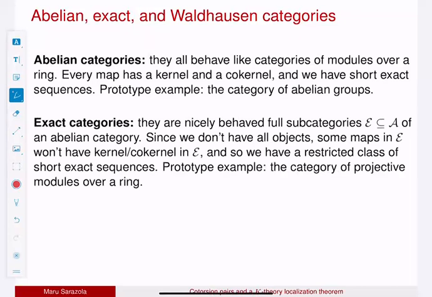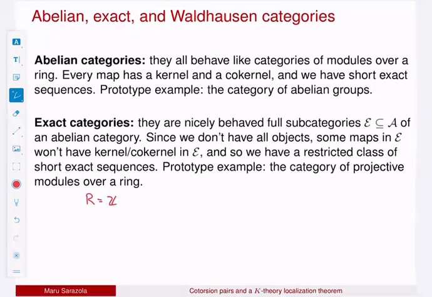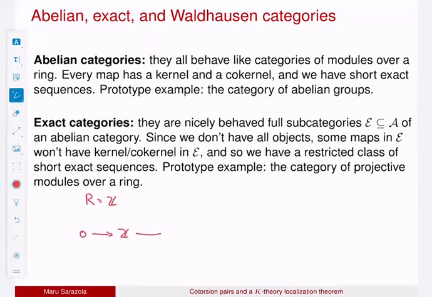And the prototype example to keep in mind here, like I mentioned before, will be, for example, the category of projective modules over a ring. So maybe it could be a bit enlightening to see why the category of projective modules is an exact category and not an abelian one? Well, if we take, for example, the ring to be the integers, and we consider the map from Z to Z that just multiplies by 2. This is clearly an injection, so this is a monomorphism. What happens when we take the co-kernel of this?